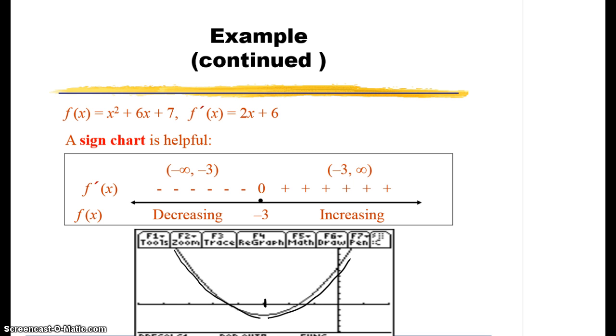Oftentimes when we work with these problems, a sign chart is very helpful. A sign chart simply has the real number line, and it also has your derivative values. So you find the one value, negative 3 in this case, where we saw the cutoff. And we saw that to the left of negative 3, the derivative was negative. To the right, it was positive. We call this number a critical value. We'll talk about that in a bit. So wherever the derivative is negative, the function is decreasing. Wherever it's positive, it's increasing.